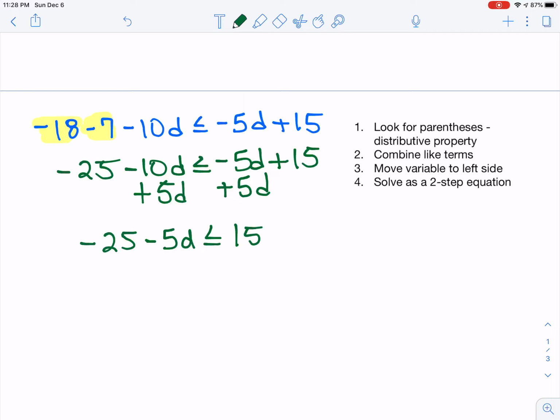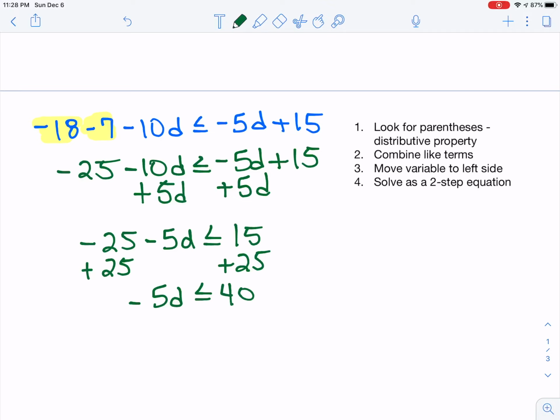So now it says solve as a two-step equation. When we're solving a two-step equation, our goal is to isolate the variable. We have to get rid of any addition or subtraction first. So this minus 25 in the front here, I'm going to do plus 25 to move it over to the right. That leaves me with negative 5d, less than or equal to, and then 15 plus 25 is going to give me 40.